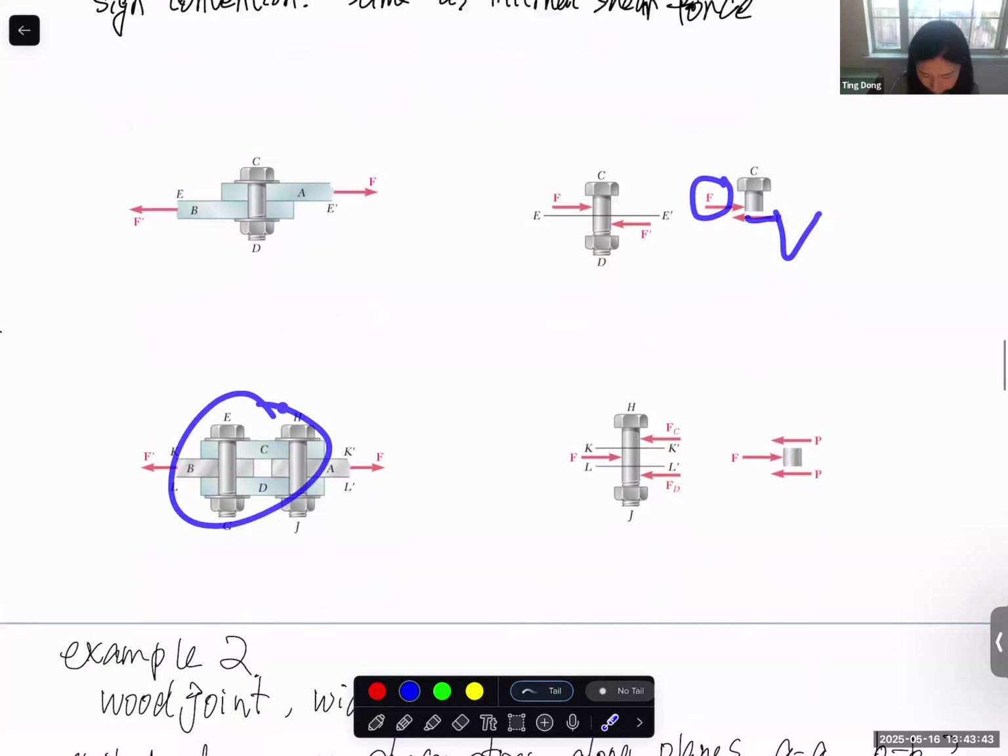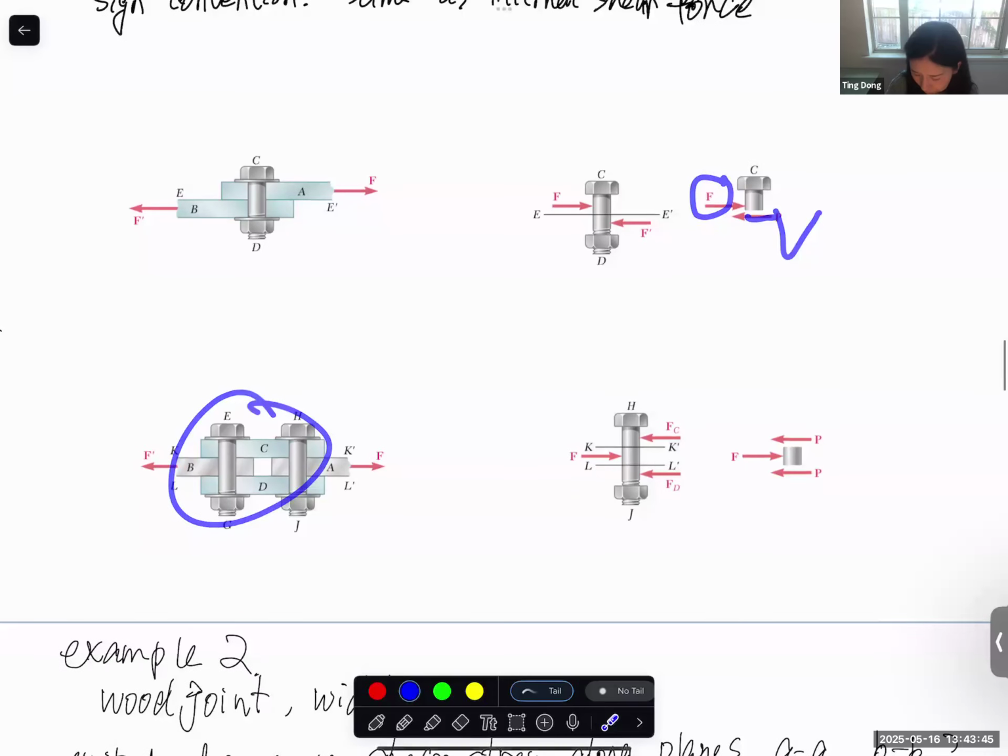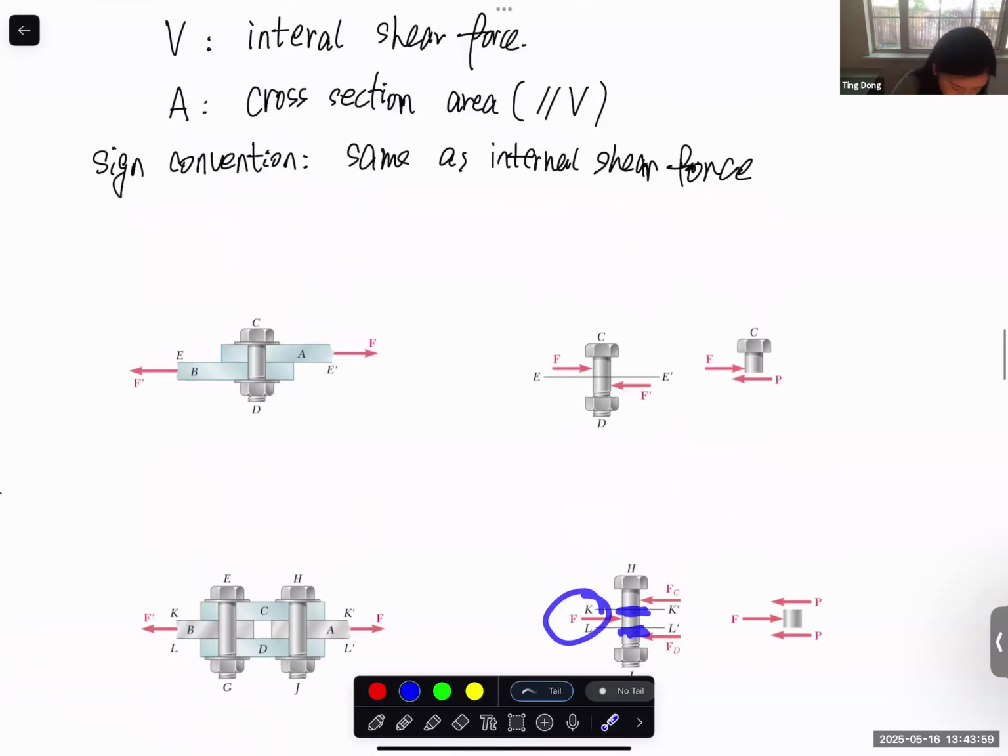But this is a double shear situation. Since the shear force is on these two surfaces, two cross sections, the shear force generated on each cross section is equal to half of the force applied. So this is single shear and double shear. So when you calculate stress, of course, it will be different.